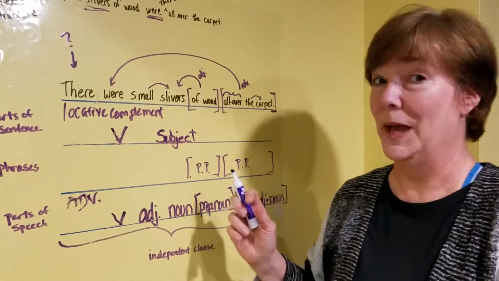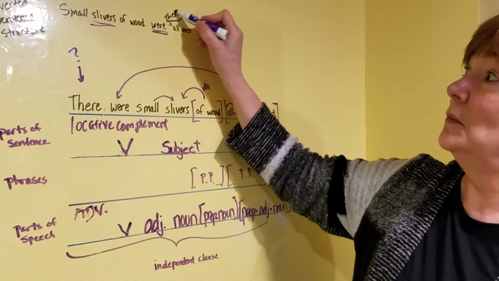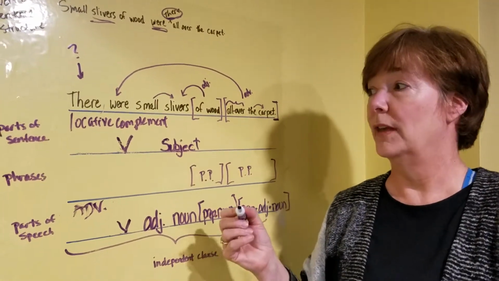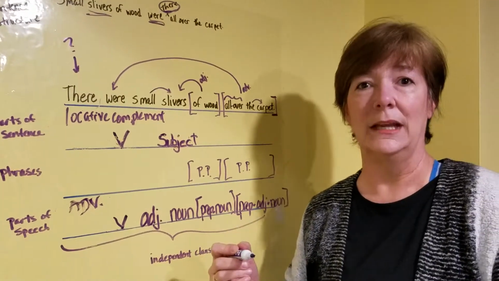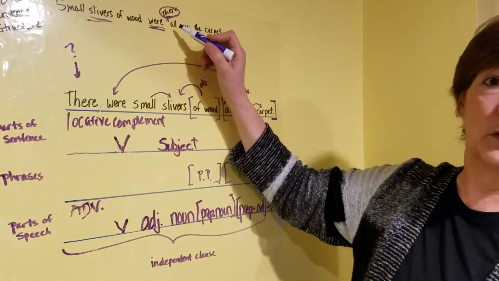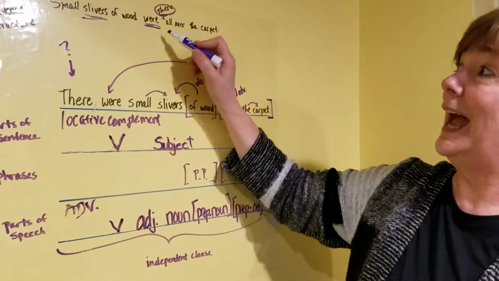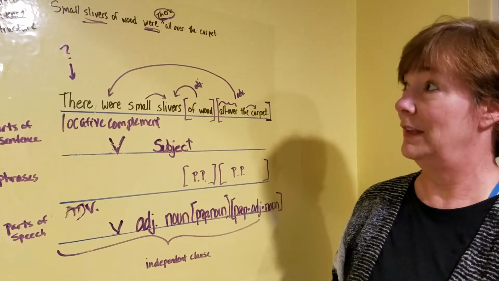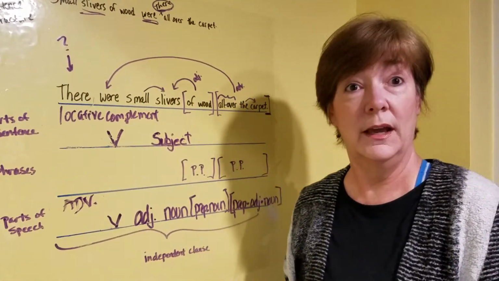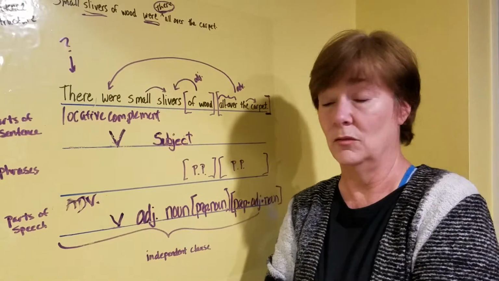Another theory that we found is that the word there can sometimes be an expletive. In grammar, an expletive is any word that has a function but no real meaning in a sentence. So in this case, you can tell that there has no real meaning in the sentence because if you take it out, the sentence says exactly the same thing. Small slivers of wood were all over the carpet. So you don't need the there unless you invert the sentence structure.